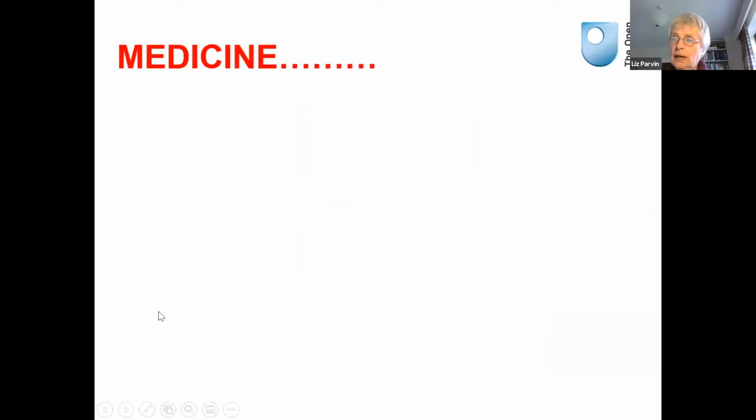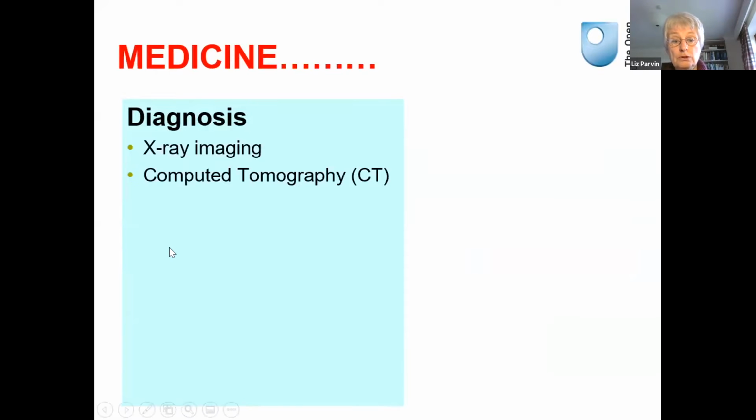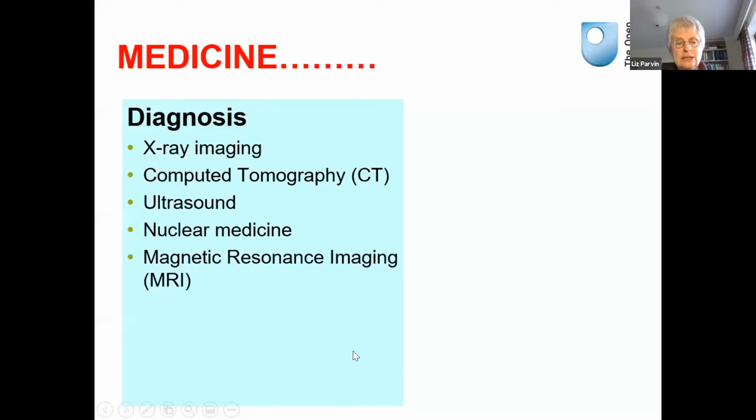So if we then look at what we do in medicine, well, the first thing we probably do to a patient in medicine is actually to try and make a diagnosis. And how can we do that? Well, X-ray imaging. I'm going to say a little bit more about that in a moment. We then can do computed tomography, which has already been mentioned and is a more advanced way of doing X-ray imaging. We can do ultrasound, which is a very interesting area of physics in medicine. Nuclear medicine, I think, is fascinating, using radioactivity. Magnetic resonance imaging, a very complex way of doing fantastic imaging.